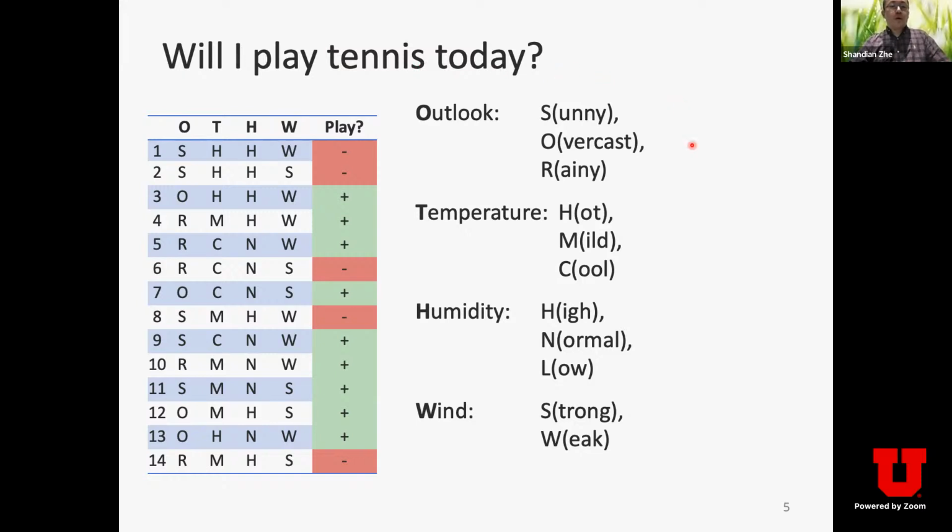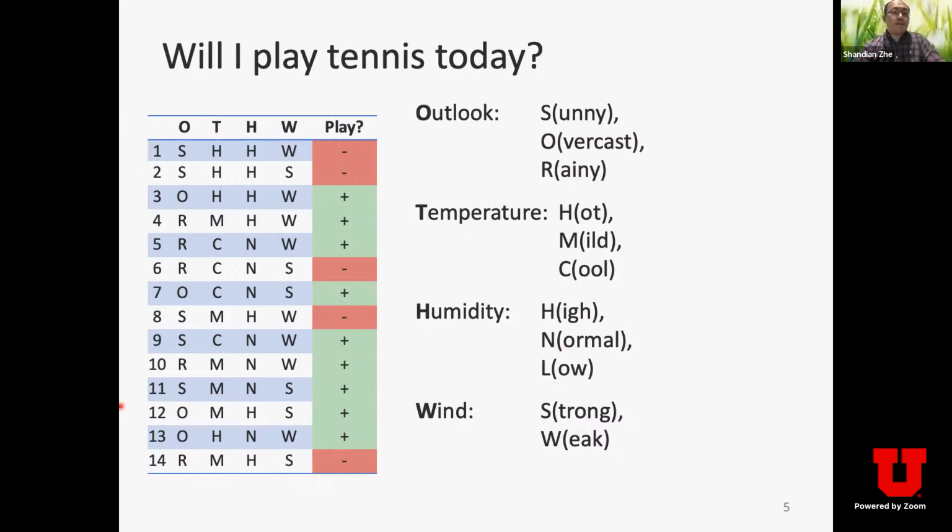We're going to use 4 attributes or features to represent the weather condition every day: outlook, temperature, humidity, and wind. The outlook can take 3 values: sunny, overcast, raining; temperature, 3 values: hot, mild, cool; humidity, 3 values: high, normal, low; and wind takes 2 values: strong and weak. For simplicity, we assume all the attributes are categorical, but later we're going to discuss how to convert the numerical features into binary features or categorical features, and then apply our ID3 algorithm.